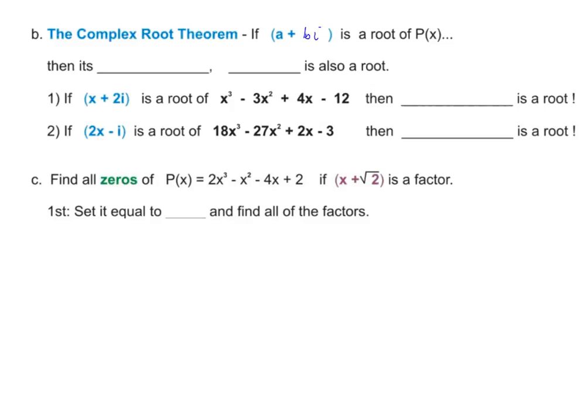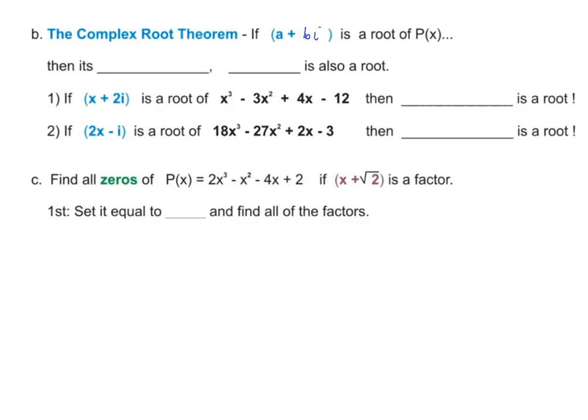A plus bi. Now you've got an imaginary number as part of your root. By the way, what's the value of i? Square root of -1. All right. Square roots of negative numbers are imaginary numbers. We also learned that already, but that's okay.